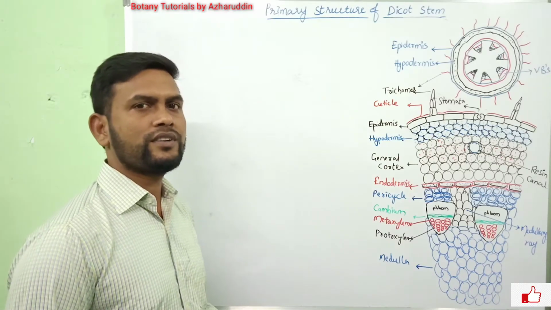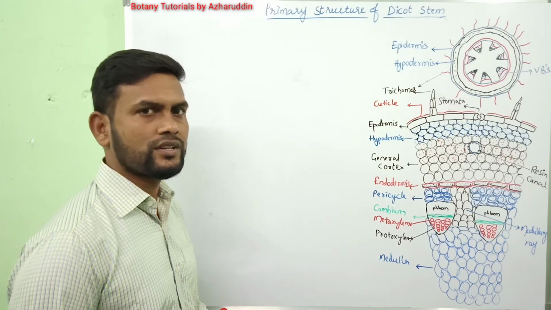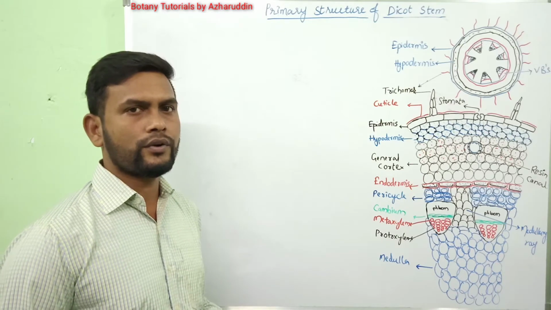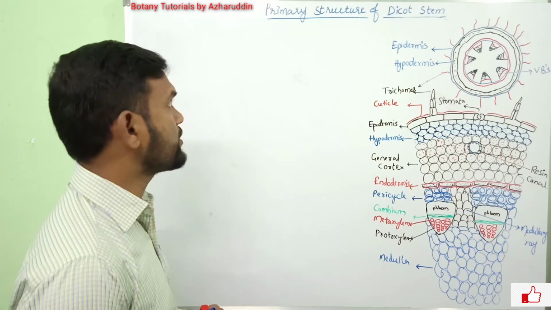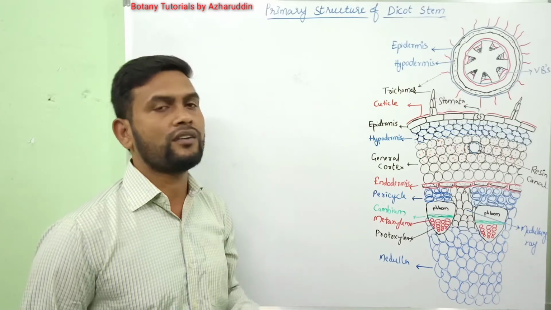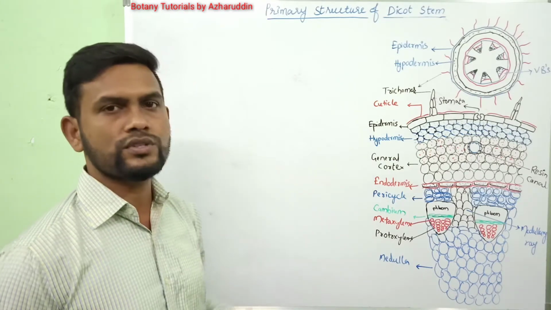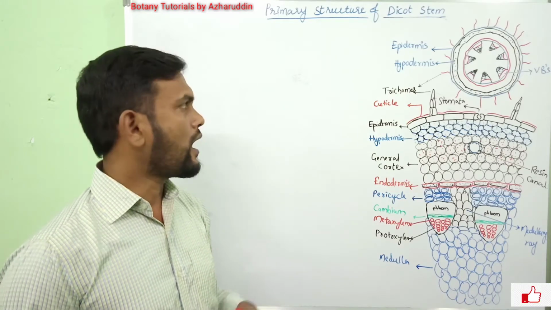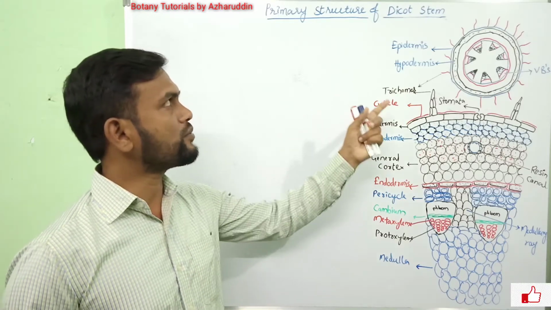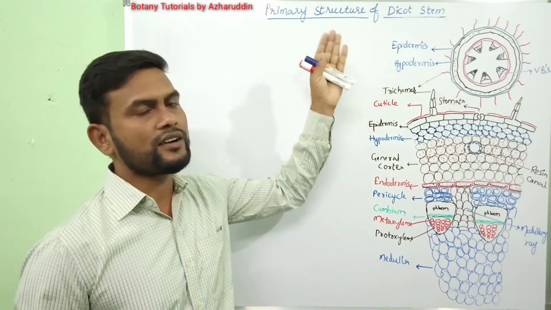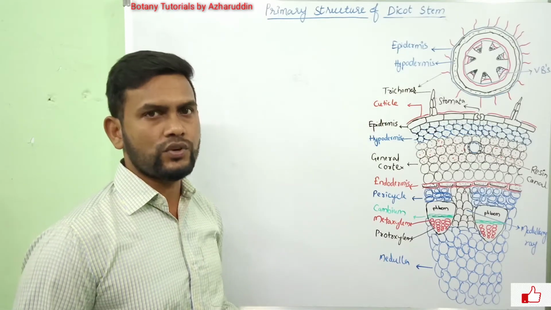Hello everyone, in the previous class we learned about the primary structure of monocot root and dicot root. In this session I will start another topic, that is the primary structure of dicot stem. The transverse section of a dicot stem shows mainly three parts. Here I am taking the example of Helianthus annuus for the transverse section of dicot stem.